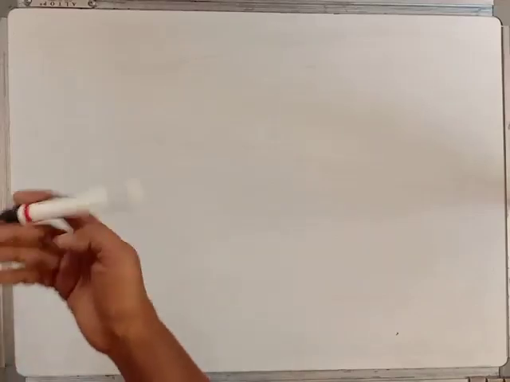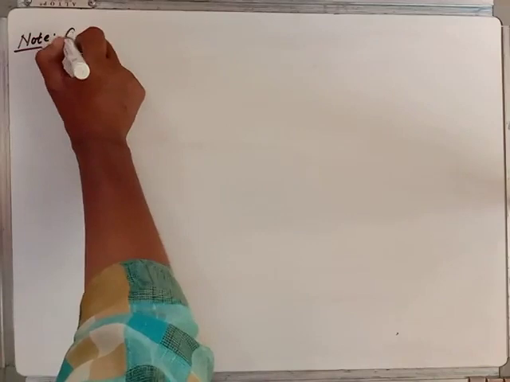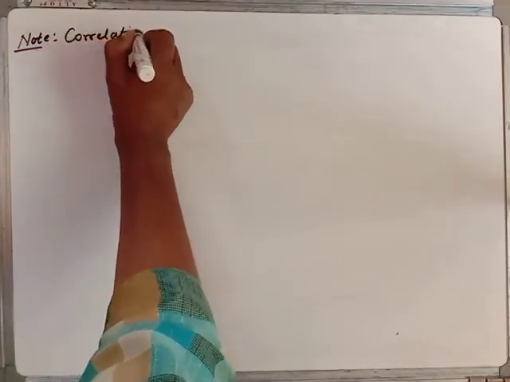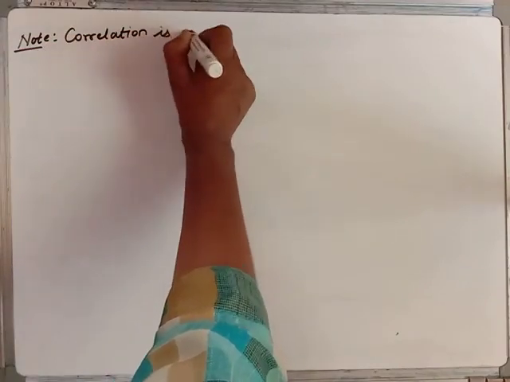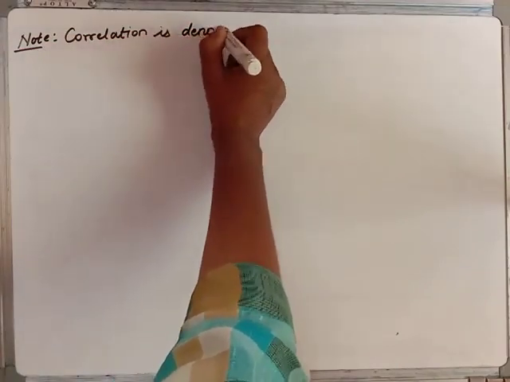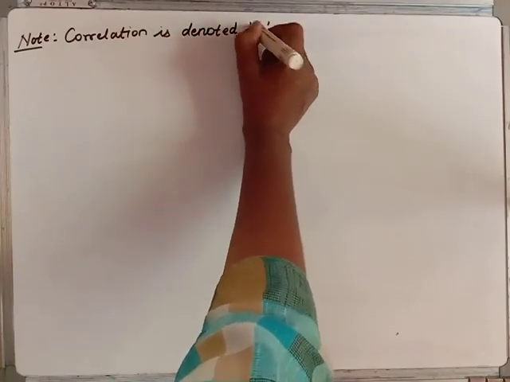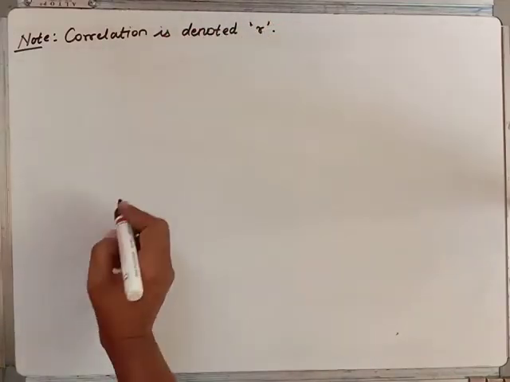Hello students, now here in this video we have to see the methods of studying correlation. Before going towards that, let me give one note to you. Correlation is denoted by r. Remember this, correlation is denoted by r.